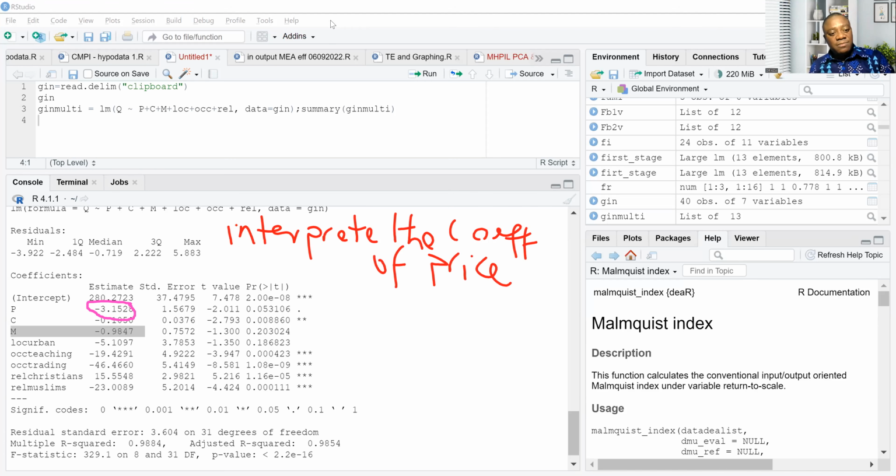On average, given the complement price of gin, average income of the people, location of the shop, occupation and religion of the people, a 1 unit increase in the price of gin decreases the quantity demanded of gin bitters by 3.15 units.